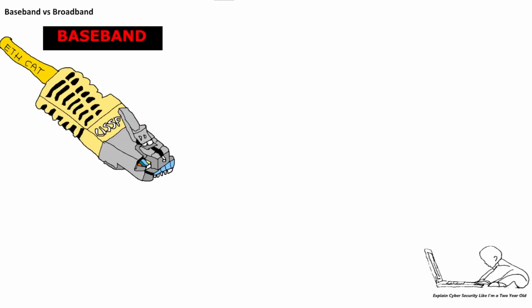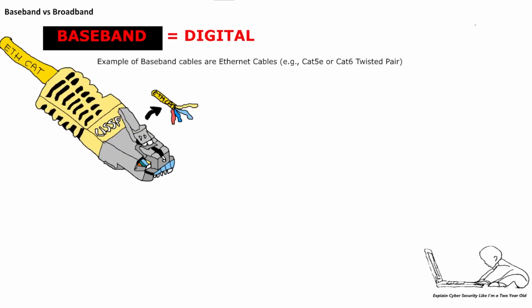Broadband versus baseband. Let's start with baseband, which is digital, and common baseband cables are Ethernet cables, Cat5 or Cat6. If you stripped the grey lid off, inside the cable you'd see a pair of twisted cables, of which there may be many of these twisted cables, as indicated by the colour codes on screen. You might see a red, a blue, a yellow, an orange, etc, all inside that grey lid of that Ethernet cable.